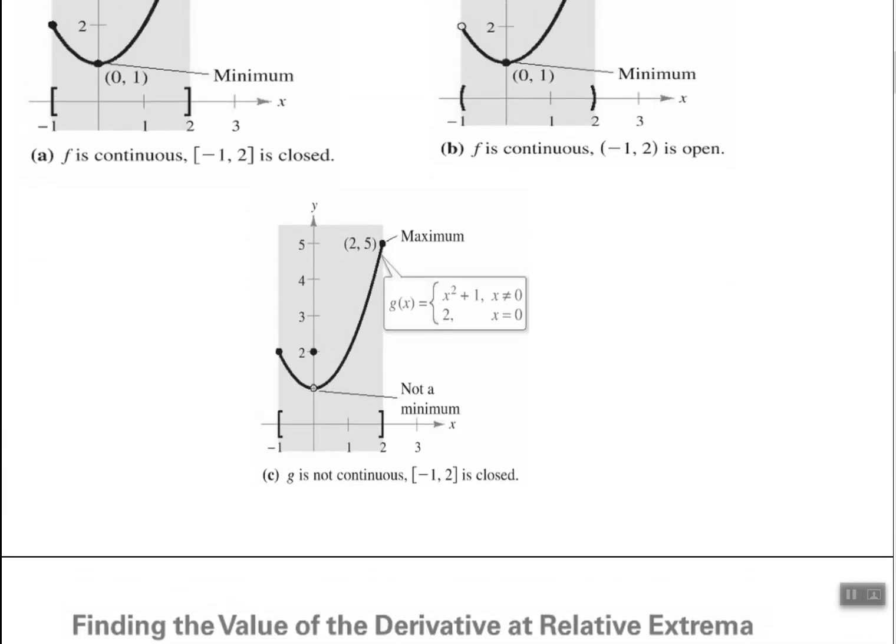All right, this third graph, we have this interval is not continuous, so we don't have a minimum down here. However, we do have a maximum because that is the highest point on this function, and it's closed. We have a closed circle there.